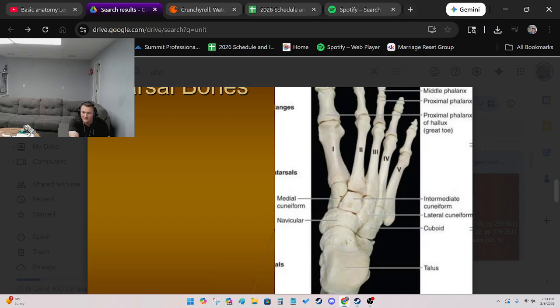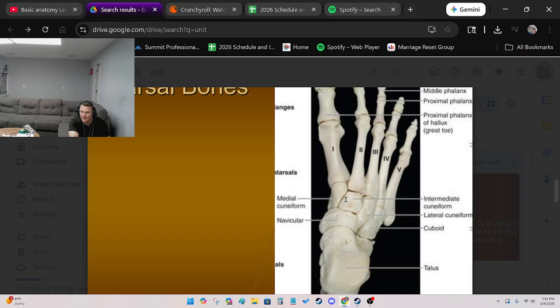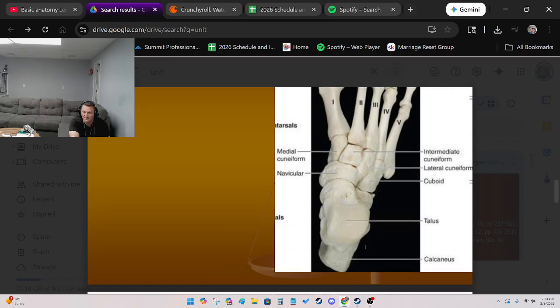Cuneiform, medial cuneiform, intermediate cuneiform, and then guess what? Lateral cuneiform. One's in the middle. We're looking at a right foot here. Okay. We're looking at it from the top down view.